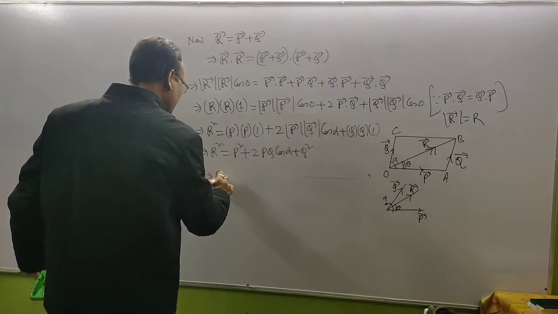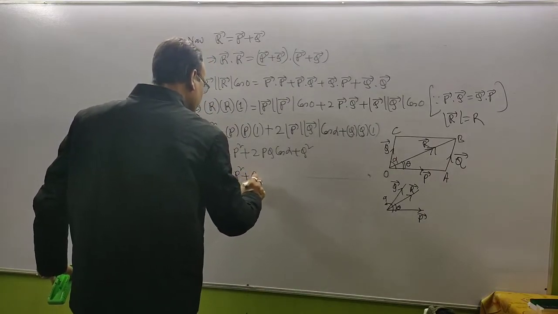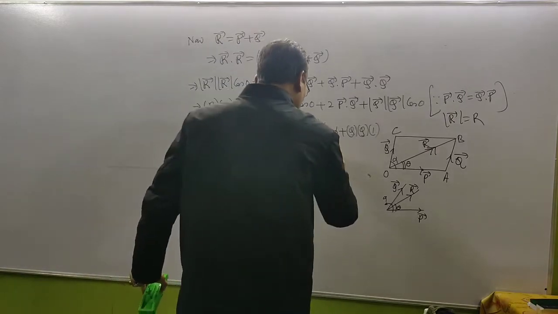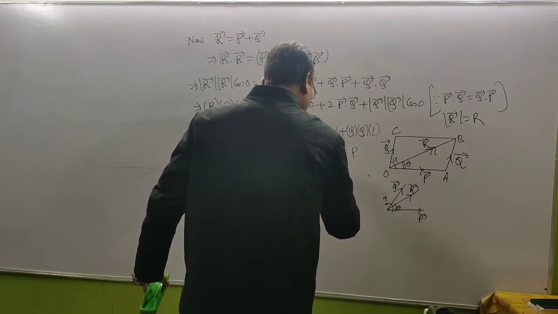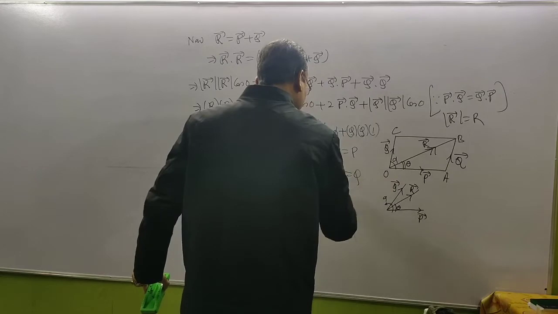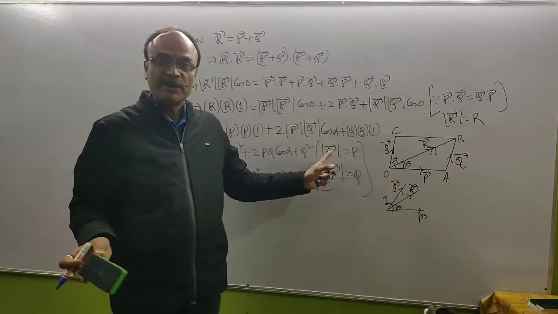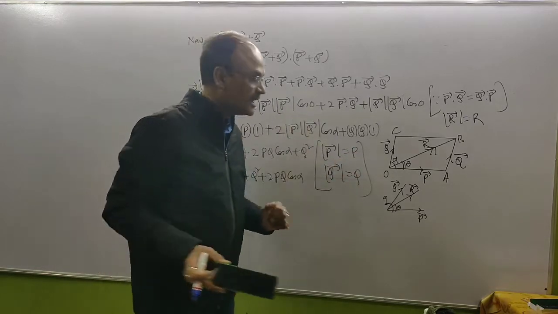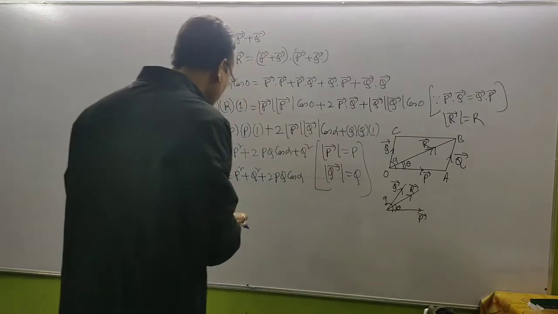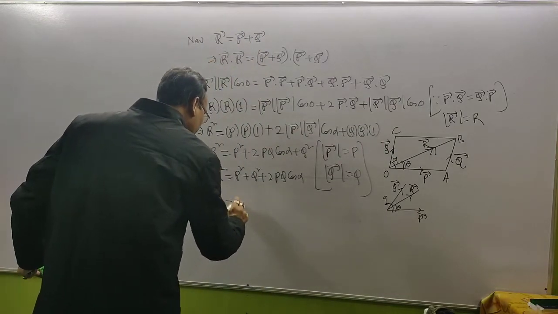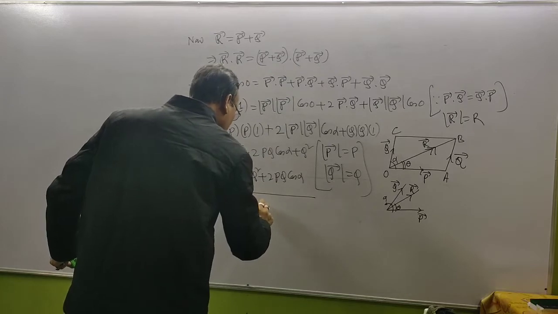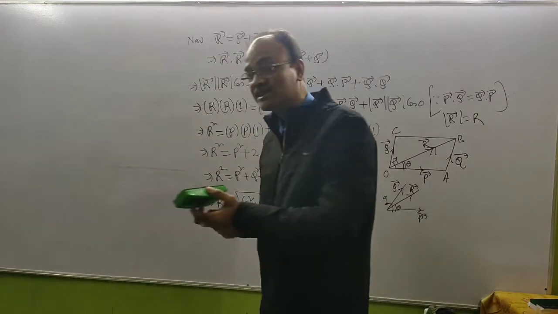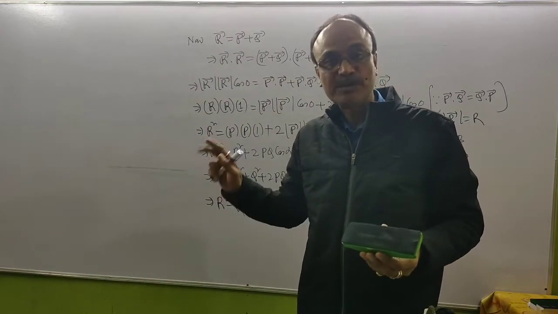This means R square equal to P square plus Q square plus twice PQ cos alpha. Mind that the P vector equal to P. This means we have written this. The magnitude of the force P is P and the magnitude of Q is Q. Magnitude of R is R. This means R equal to root of P square plus Q square plus twice PQ cos alpha. This gives the magnitude of the resultant of P and Q.